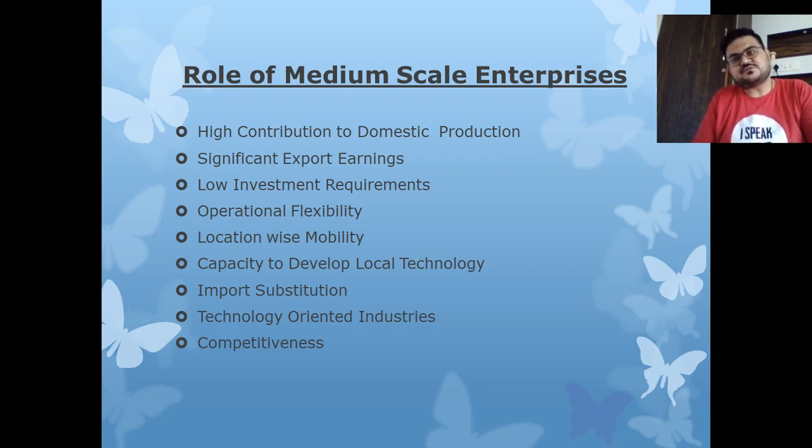They can create import substitution, which means whatever goods we are importing, they can produce and create a substitution for this import. Mostly here we will see technology driven, technology oriented industries, and they are very competitive with the national or even international brands.